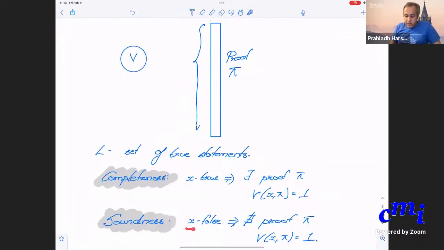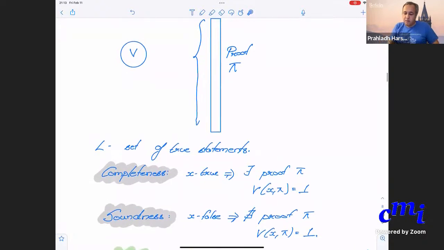And similarly, if the statement is false, there must not be any proof pi which convinces the verifier that the statement is true. Only if the verifier has this property do you accept this as a valid proof system. It's not sufficient for me to just have a proof. The verification process should be accompanied with these two properties, which I will refer to as the completeness and soundness properties. What does completeness mean? Everything that is correct must have a proof. And soundness says that anything that is incorrect must not have a proof.